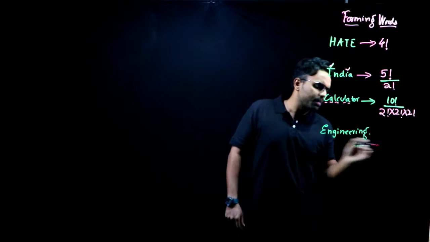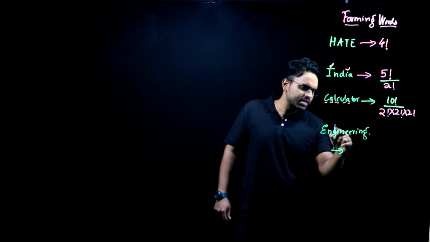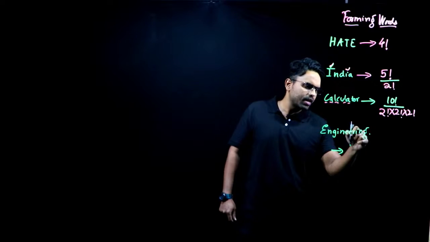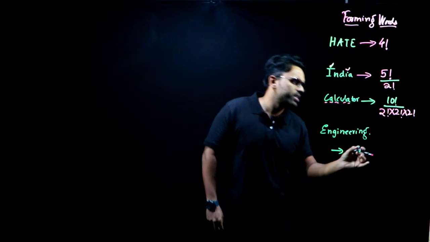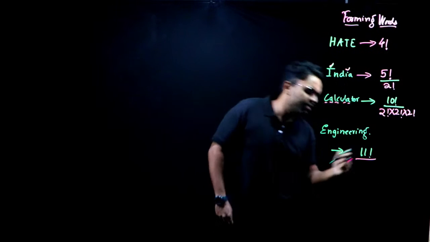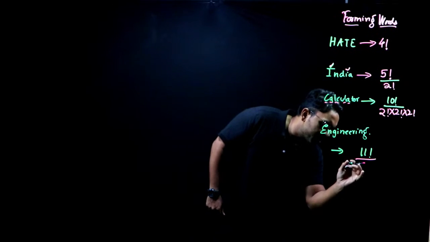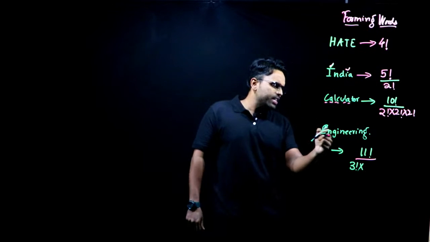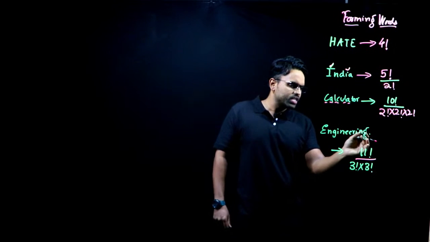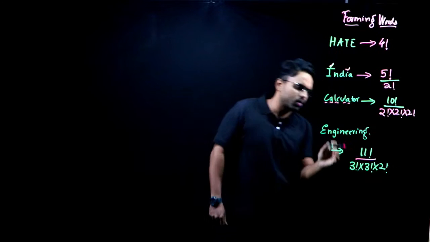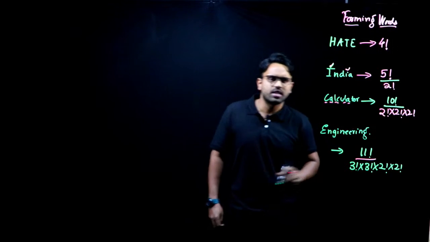Now, coming to the word ENGINEERING, your favorite word. How many letters do we have here? 3 and 3, 6, 6 and 3, 9, 9 and 2, 11. So, 11 letters can be arranged in 11 factorial ways. Divided by what is repeating here. E is repeating 3 times, so divide with 3 factorial first. N is repeating 3 times, so divide with 3 factorial again. G is repeating 2 times, so divide with 2 factorial. I is repeating 2 times, so divide with 2 factorial. N is done, E is done, R is done. So, this is my answer.